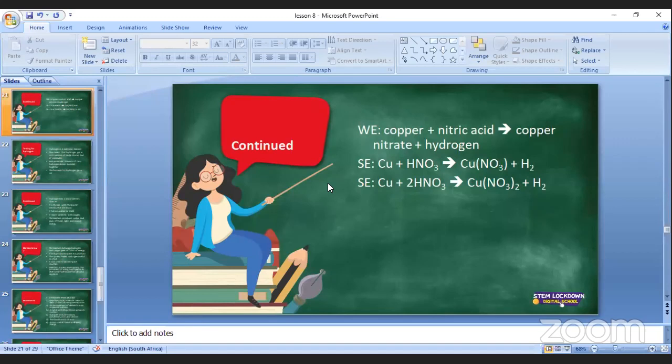Are we clear? Look at this one. When I give you a word equation, I'll give you a mark for converting it into a symbol equation, and you can also get another mark for balancing the equation. So don't waste marks.